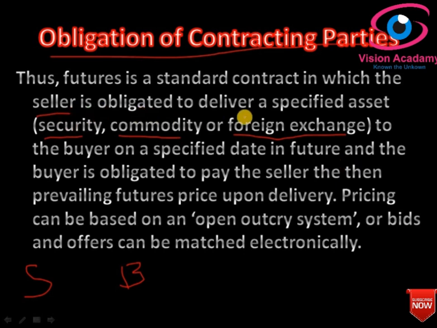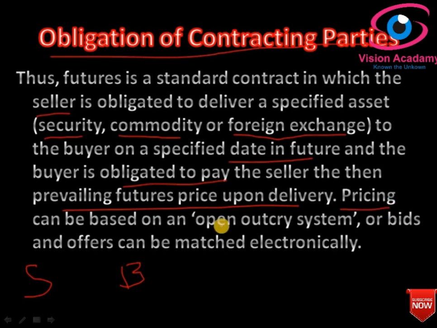The seller has to deliver the physical asset or whatever to the buyer on the future date, and the buyer is obligated to pay the seller in cash at the futures price upon the delivery date. So the seller will deliver the physical asset, security, commodity, or foreign exchange, and the buyer will give money or something in kind in return for that commodity, security, or foreign exchange.